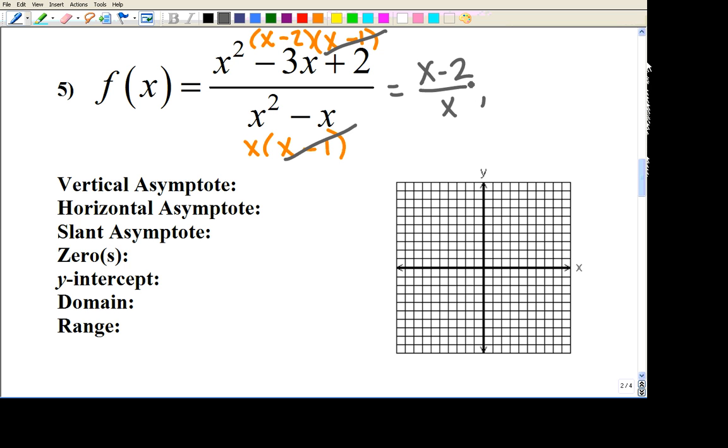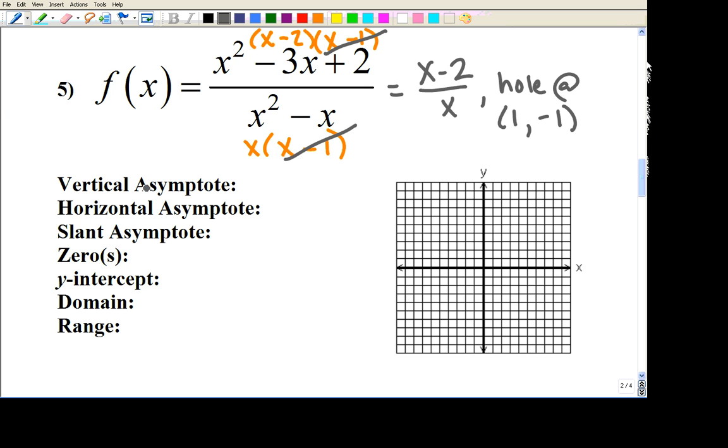But we will have a hole in the graph since we canceled something out. So we'll have a hole in the graph at, we take the thing that cancels, set it equal to 0, and solve for x. In this case, we'll get an x value of 1. To get the y value, you plug it back into your new function. So 1 minus 2, so we get negative 1 over 1, so that would be negative 1. So we're going to have a new graph of x minus 2 over x with a hole in the graph at 1, negative 1.